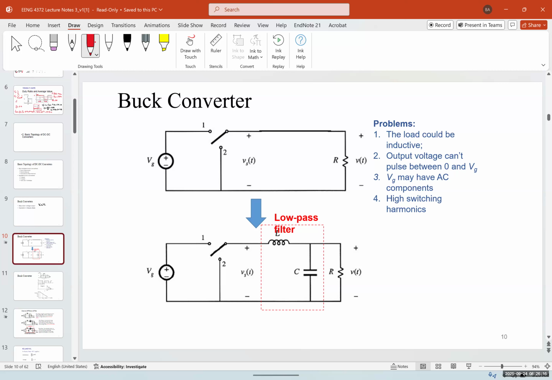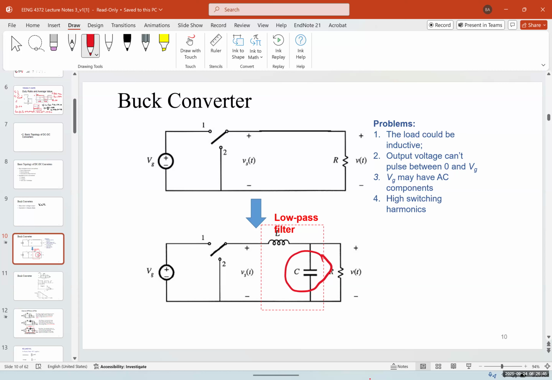To fix these problems, we need to add different components to create different types of filters. The capacitor is added to store the voltage. The inductor is added to store current. As mentioned before, inductors are good for storing current. Capacitors are very good for storing voltage.